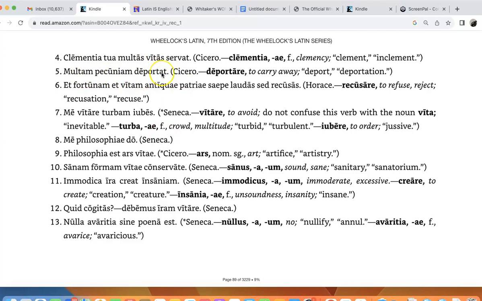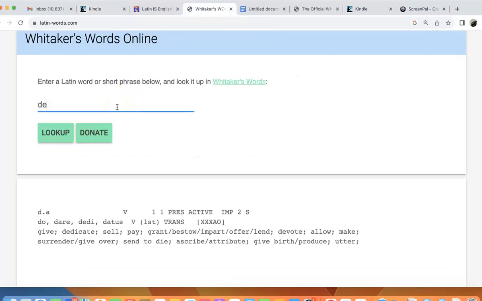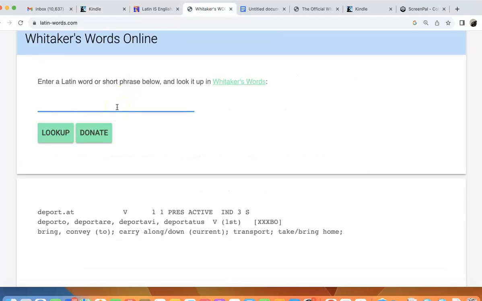Multam pecuniam deportat. Now deportat, like import, deport, export, means to carry away. Again, all our verbs are in the present tense until further notice. That should help us a little bit. And so it's third person singular. Again, if we don't know that, we have to use our Whitaker's words or dictionary. Present active indicative, third person singular. And then you can see it can mean all of these things, and only the context will tell you.